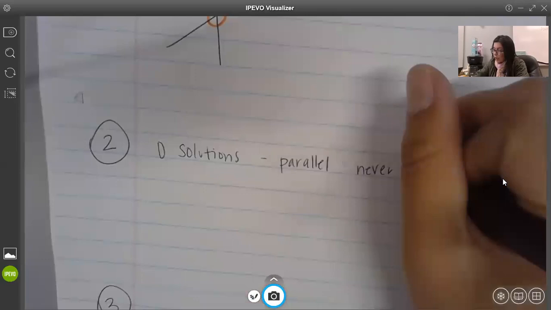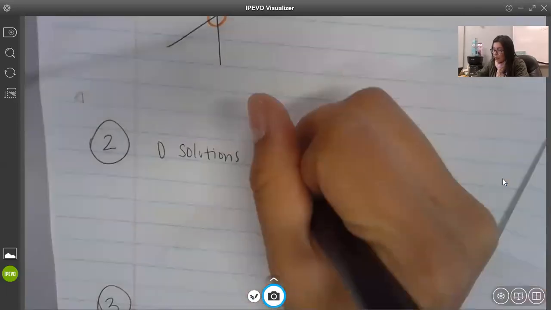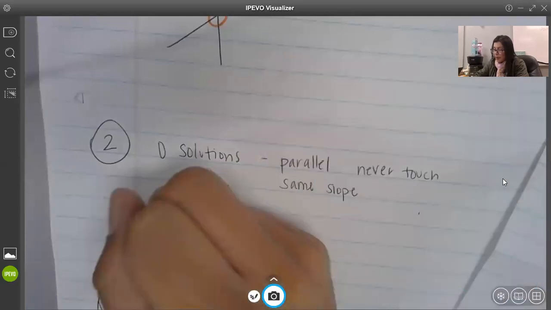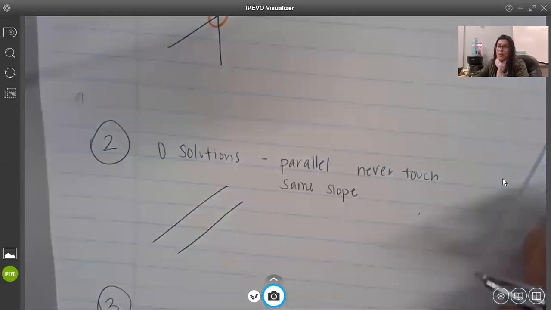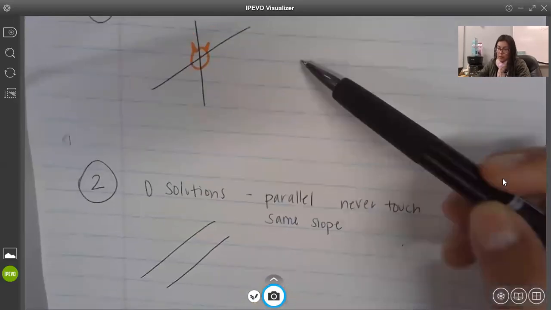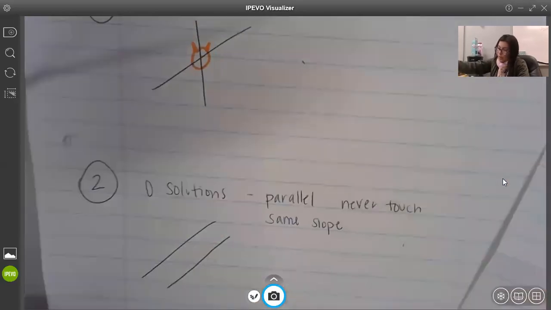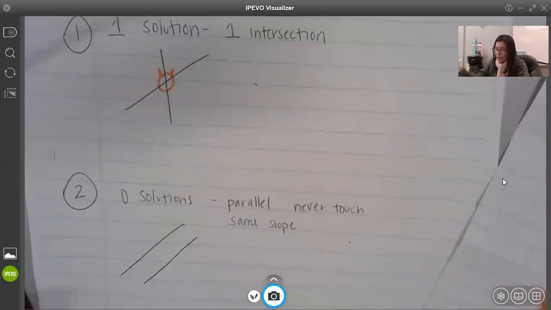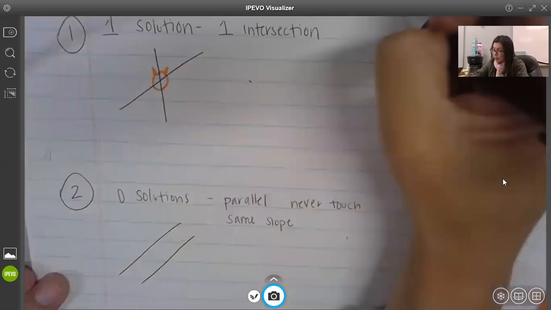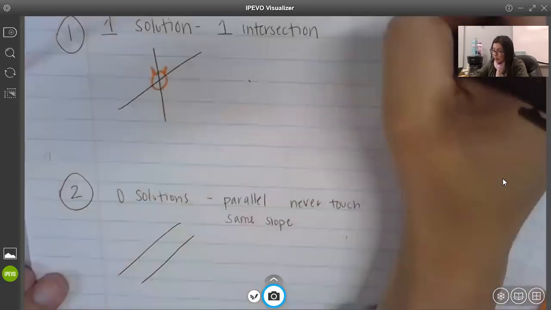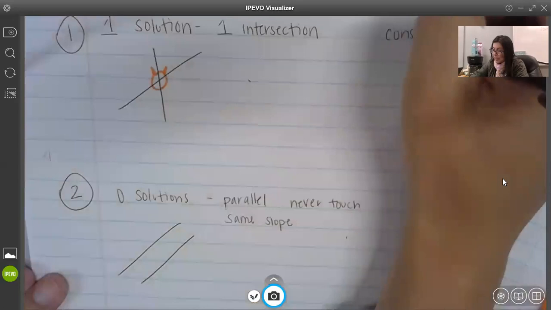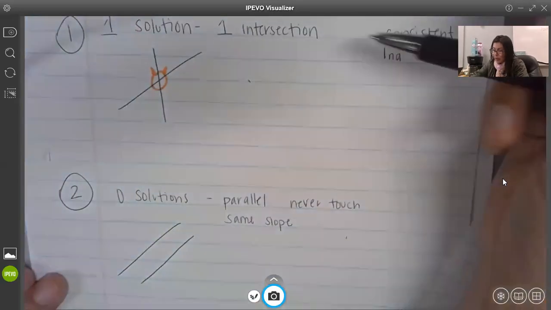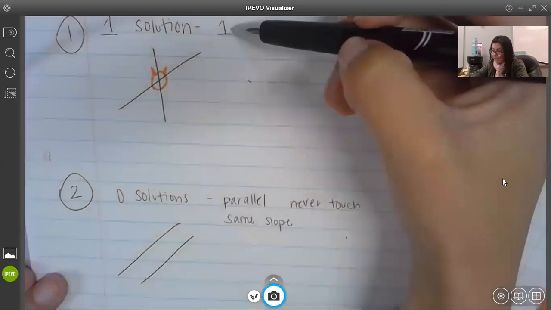They never touch and they have the same slope, different y-intercepts. So they're gonna be like this, okay? And they never touch. So it could be one solution, it could be zero solutions. Now, the other word that you may see for these is that these are both consistent. And this is independent. The way I remember is the I looks like the one here.